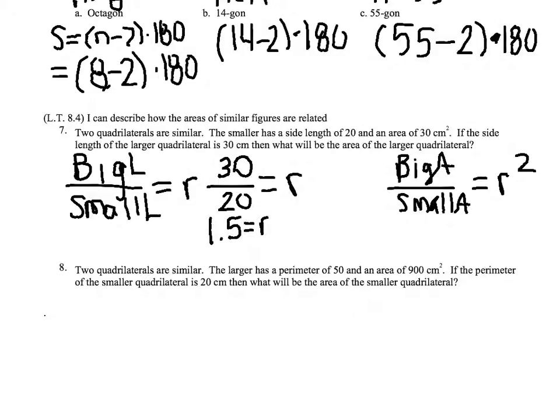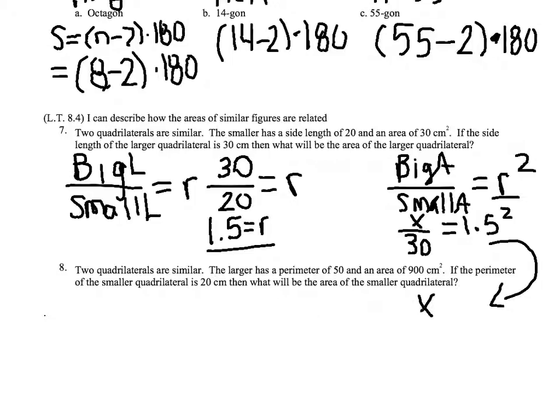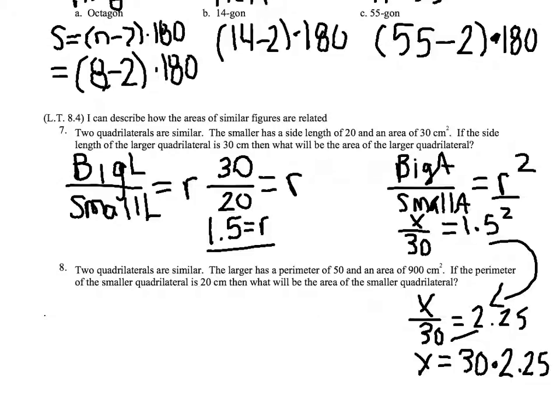The next problem, the next side of the ratio says the big area, remember that's what we're trying to find. So we have x over the small area, 30, equals 1.5 squared. See how this is R and this is R squared. So I'm going to do the work down here, and we get x over 30 equals 2.25. We're going to then cross multiply, and x is going to equal 30 times 2.25. Okay? The next problem is very, very similar to this.